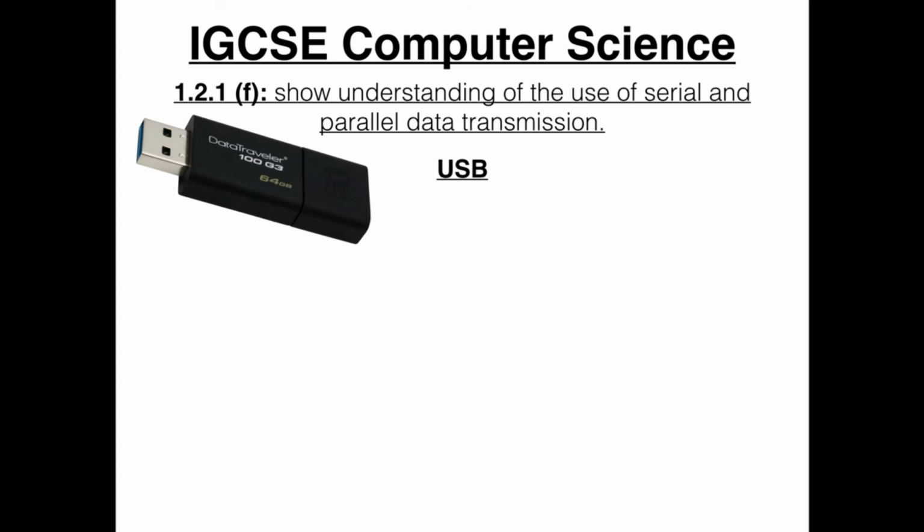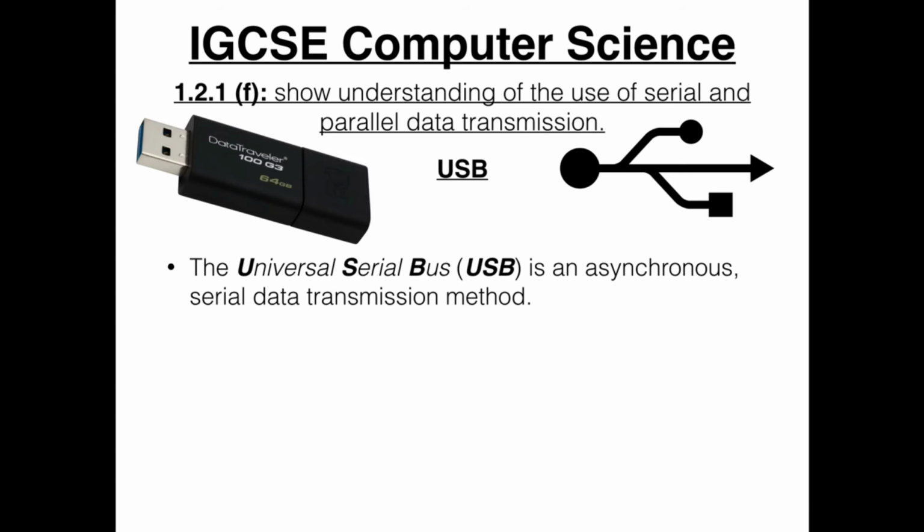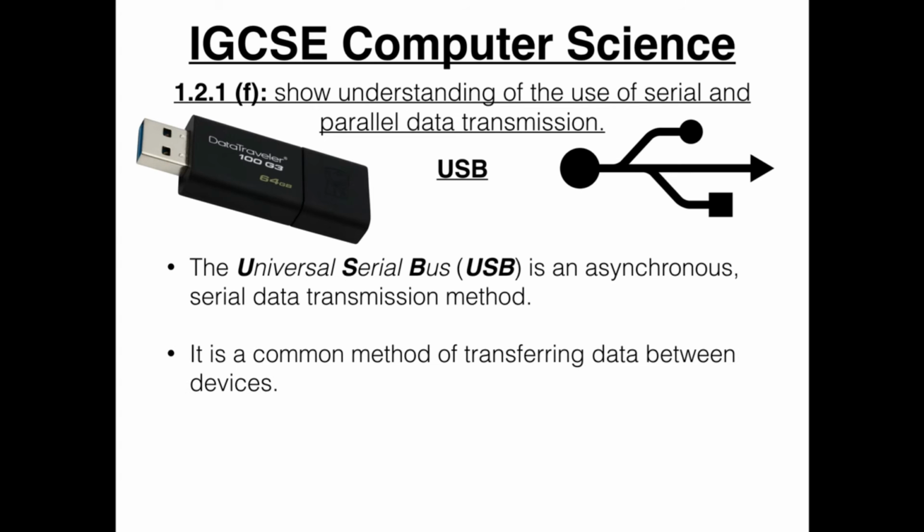Alright, so let's begin. So let's start with USB. So you may notice the symbol and this thumb drive, which most people usually use. And USB stands for Universal Serial Bus, if you didn't know. And it's an asynchronous serial data transmission method. And it's a common method of transferring data between devices, as you may know. Because if you look at your phone charger, for example, or if you have a hard drive or thumb drive at home, you'll notice that the USB port, which is this little thing right here, is quite common, actually.